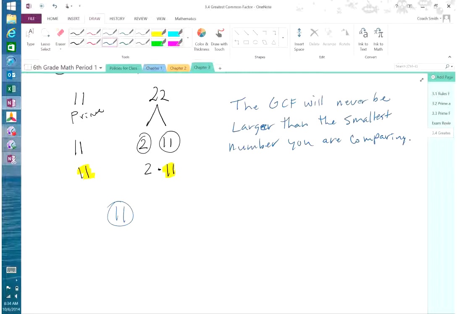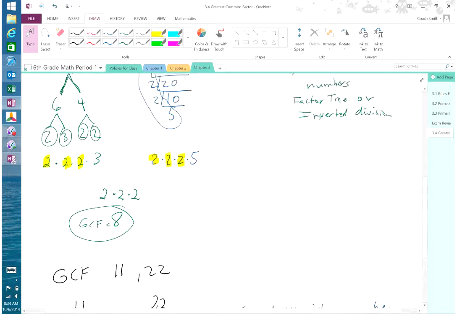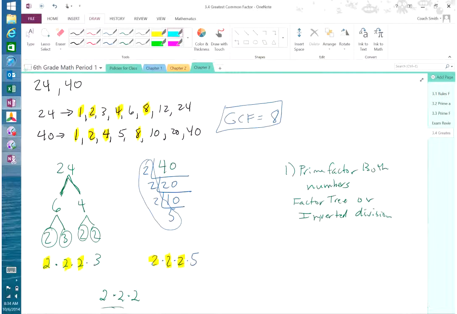No, because what is 12 times 1? 12, okay? 12 times 1 is 12. So how could I multiply 12 by a whole number and get something less than 12? You can't, okay? So the GCF will never be larger than the smallest number we're comparing. So right up here, 24 and 40. The GCF can't be larger than 24. It could be 24, but it can't be larger than 24. If it is, then you've made a mistake.